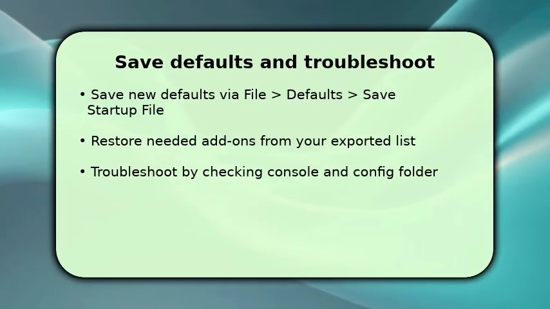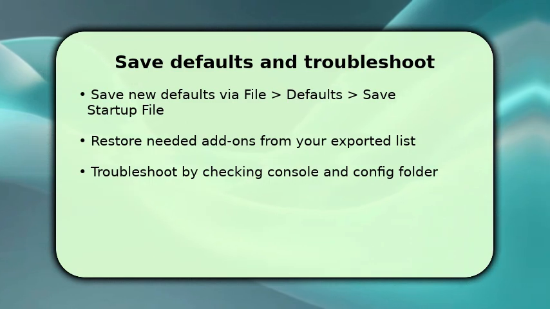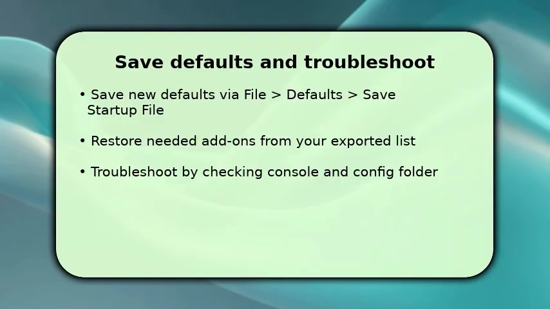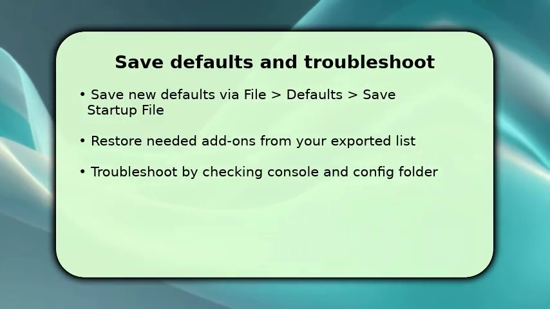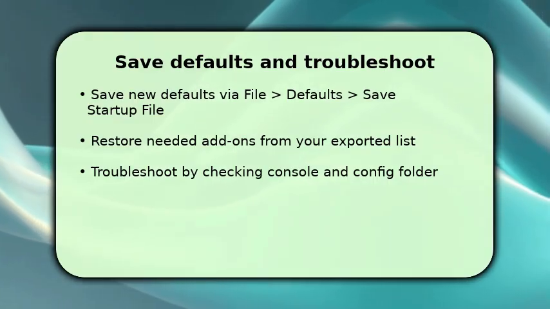Choose File, Defaults, Save Startup File so Blender uses the reset configuration at launch. If you exported add-ons or settings, reinstall only the ones you trust. If something still fails, open Window, Toggle System Console to view errors and verify that the config folder, usually in your user profile, was recreated.